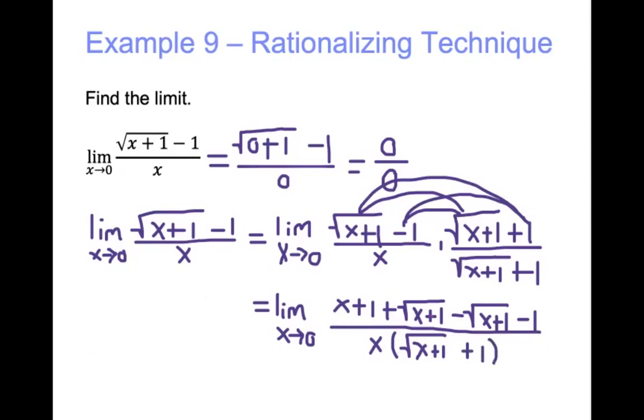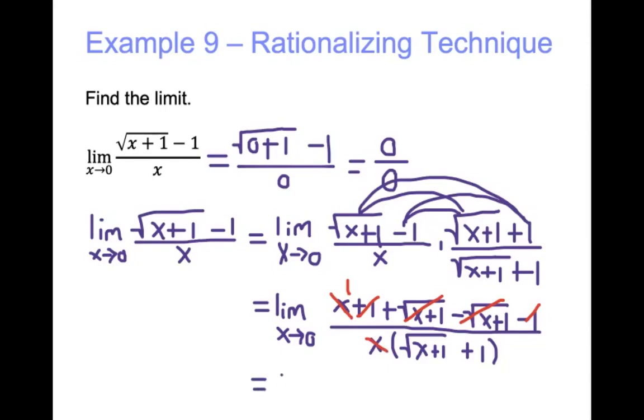Now notice that the radical terms on the top cancel, and this will always be true if you're multiplying by the conjugate. Those middle terms cancel. Also, we have a plus 1 and a minus 1 that cancel. And then we're left with x on the top and an x on the bottom. So we can divide those out. So we end up with a 1 here. And this was going to go away too.